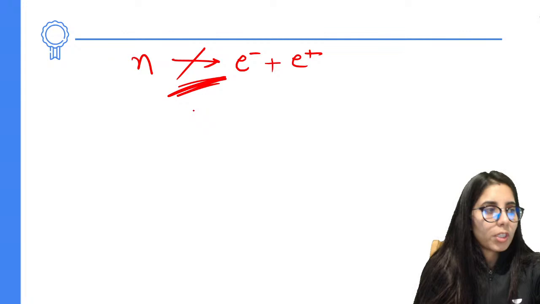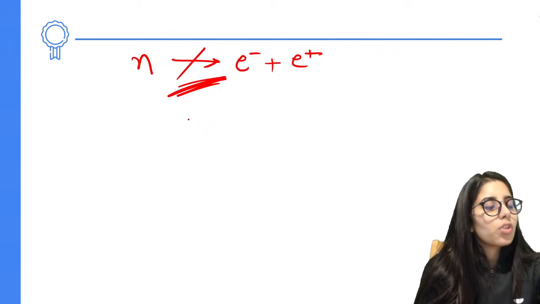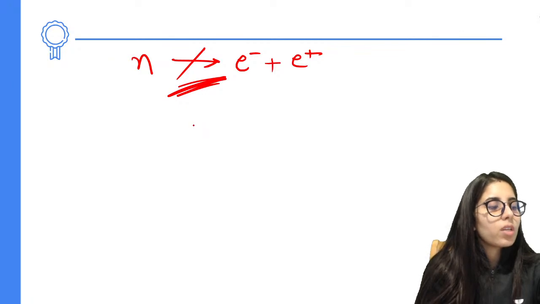It violates what? If it will be conservation of charge, first option. Conservation of lepton number, conservation of baryon number, or none of these. Okay, so that's what they have asked you to consider.